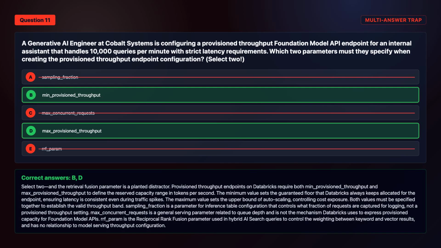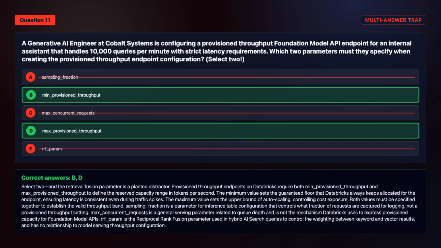The correct answers are option B and option D. Select 2, and the retrieval fusion parameter is a planted distractor. Provisioned throughput endpoints on Databricks require both min_provisioned_throughput and max_provisioned_throughput to define the reserved capacity range in tokens per second. The minimum value sets the guaranteed floor that Databricks always keeps allocated for the endpoint, ensuring latency is consistent even during traffic spikes. The maximum value sets the upper bound of auto-scaling, controlling cost exposure. Both values must be specified together to establish the valid throughput band.